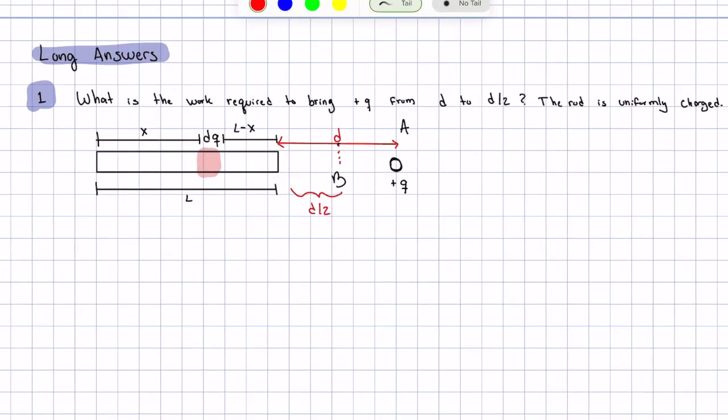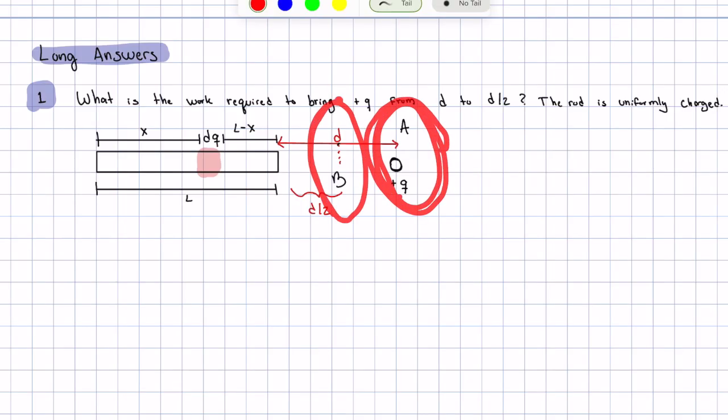We're going to start our long answer questions now, where number 1 says, what is the work required to bring a charge plus Q from point D, which is this point here, to D over 2, which is this point here. So from A to B. The rod is uniformly charged. Essentially, we need to figure out what is the electric potential at this point and what is the electric potential at this point.